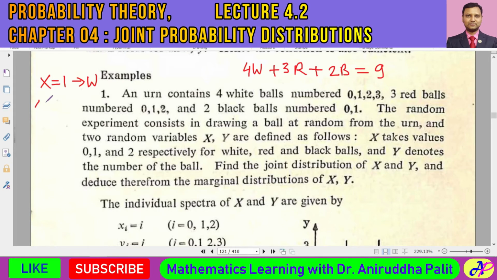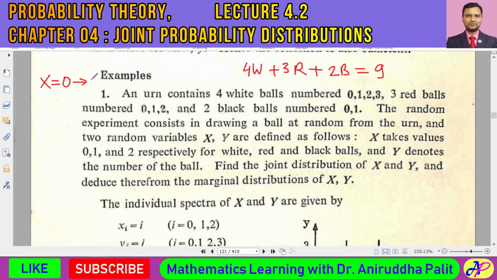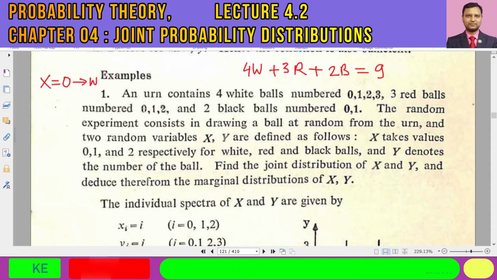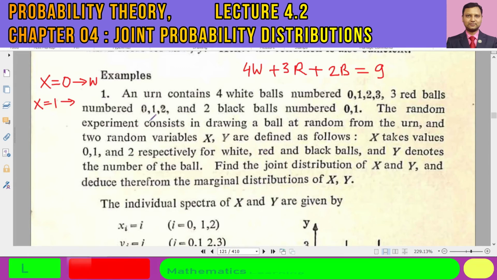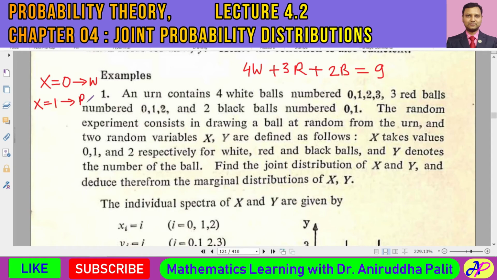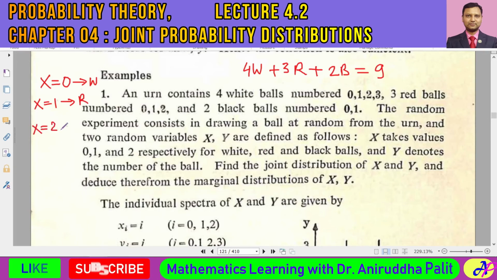Sorry, the value of X would be equal to 0, not 1. X is equal to 0 refers to the white ball. Then X is equal to 1 refers to this red ball, and X is equal to 2 refers to the black ball.